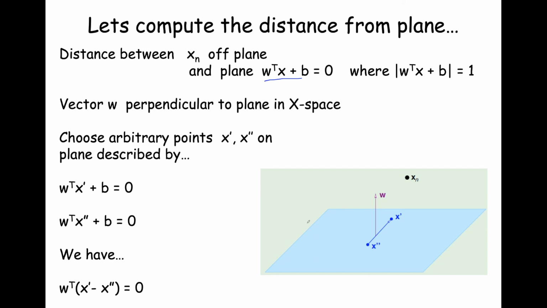And these 2 points are on the plane, right? So here's our hyperplane in 3 dimensions, so it's a sheet. Here's my x point on the plane and my x double prime on the plane. Now, because they're on the plane, they satisfy this equation, W transpose x plus bias is equal to 0. So that means to be on the plane, W transpose x prime plus B is equal to 0. And likewise, W transpose x double prime plus B is also equal to 0.